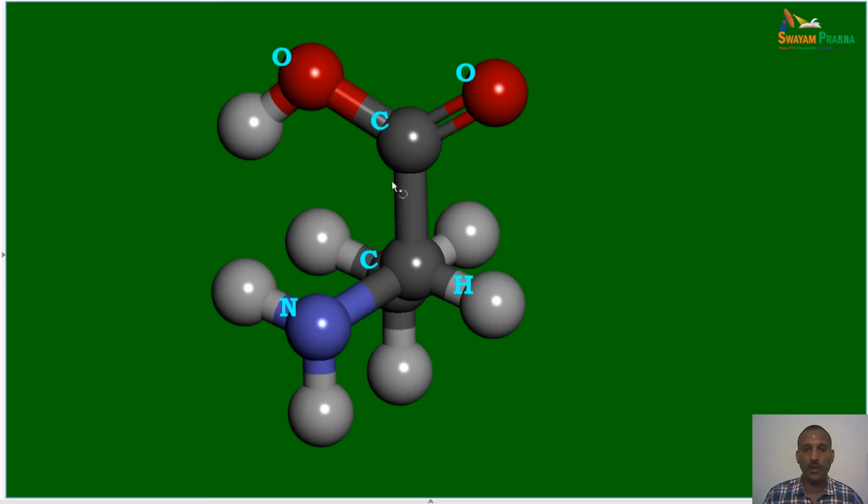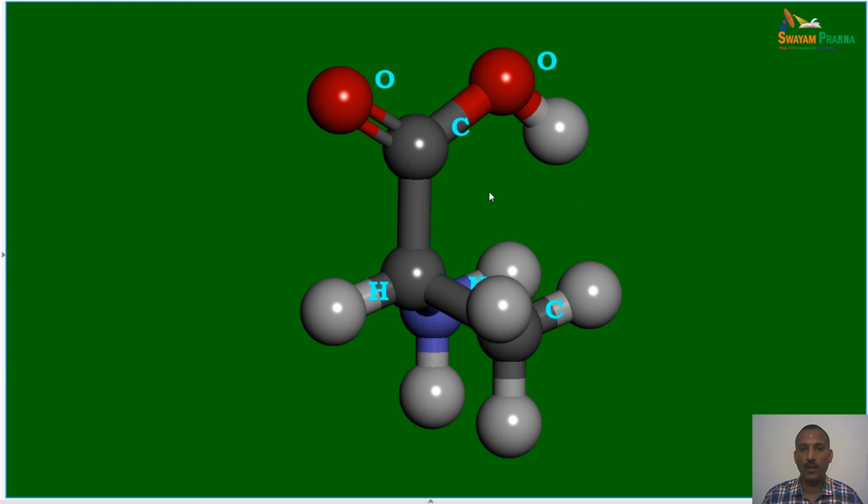Here is the representation of the alanine molecule. We have the carboxylic acid group at the top, the amino group on the left hand side, hydrogen on the right hand side, and the methyl group behind. For simplicity, I will now remove all the hydrogens which are not required.